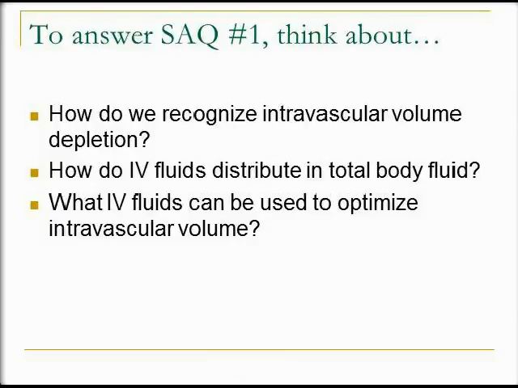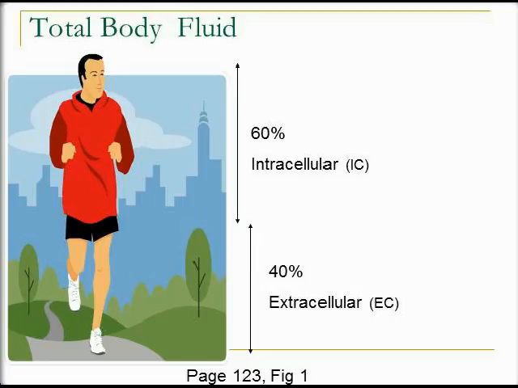So before we answer that, we're going to think about a few different things. The first is, how do we recognize intravascular volume depletion? And how do IV fluids distribute in total body fluid, and specifically in the intravascular space, and why is it important? And what IV fluids can be used to optimize this intravascular volume? So we're going to start with total body fluid.